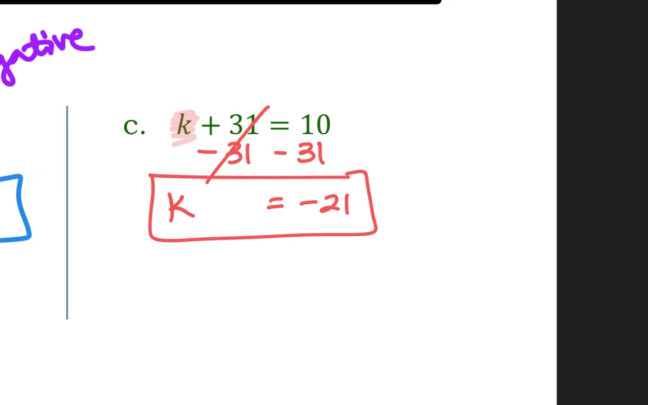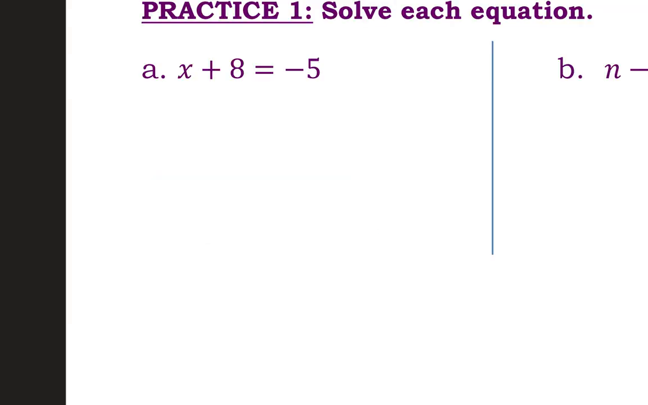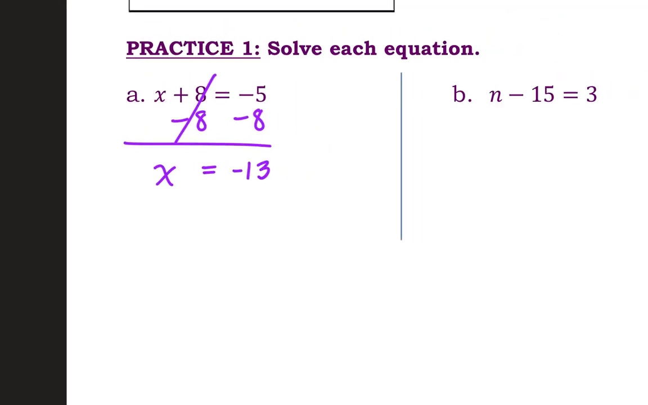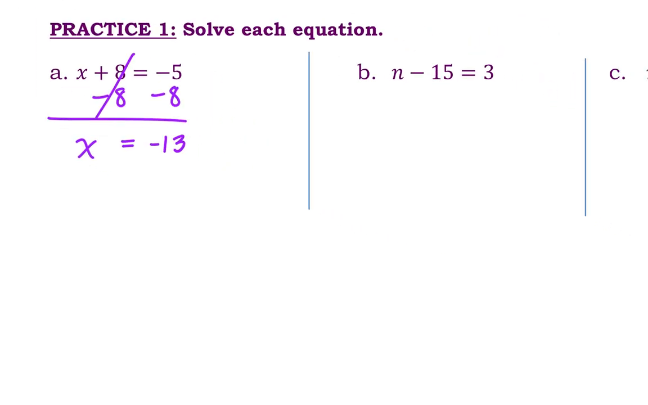All right, go ahead and try the bottom 3. On the bottom one, we have x plus 8 equals negative 5. So we're going to get rid of the 8. And how do we get rid of the 8? Subtract it. Let's subtract the 8 on both sides. We should have x equals negative 13. Good. The next one, we're moving over the 15. Add it or subtract it? Add it. What is 15 plus 3? 18.